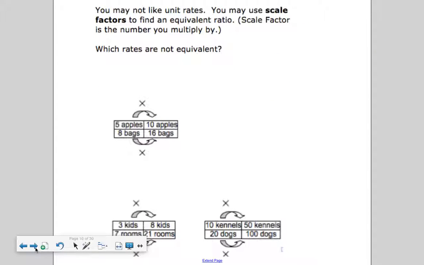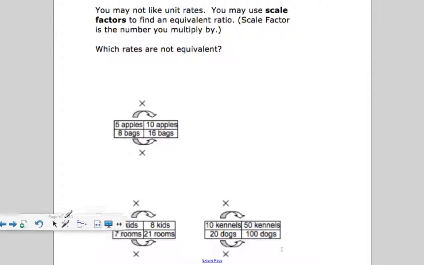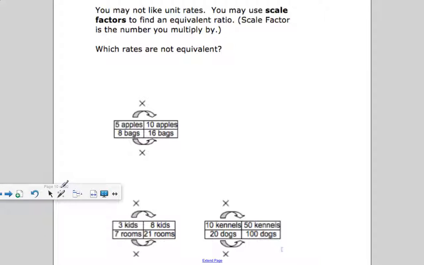So you may not like unit rates. I prefer scale factors. So scale factor is the number you multiply by. So which of these can you match? Which of these are not equivalent? 5 apples, 10 apples, 8 bags, 16 bags. So I have to be multiplying by 2.